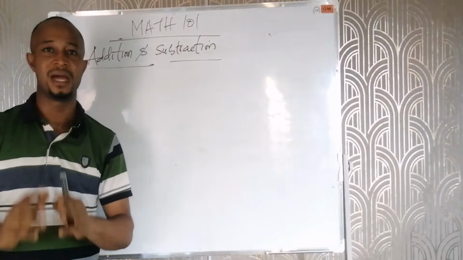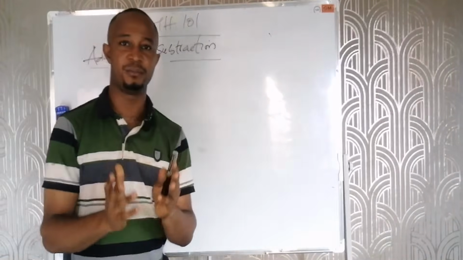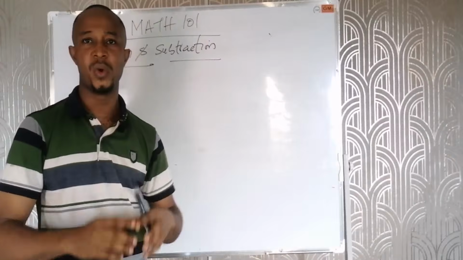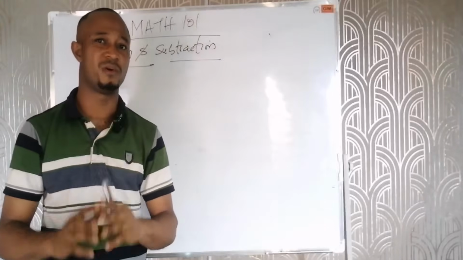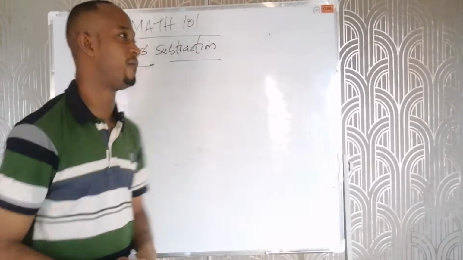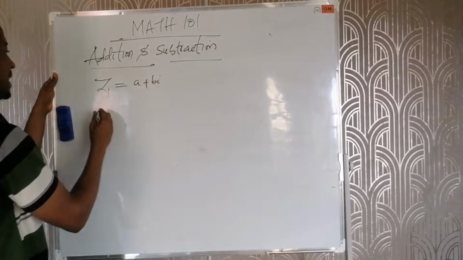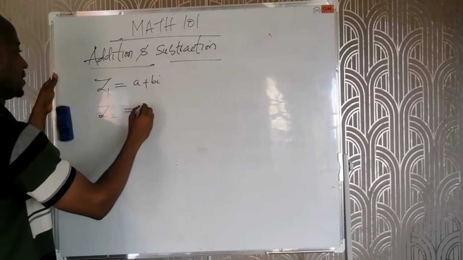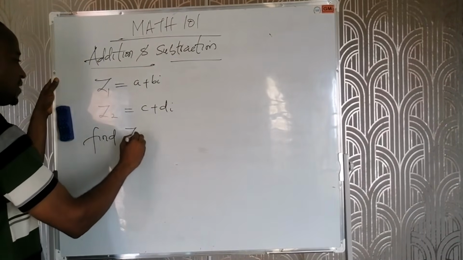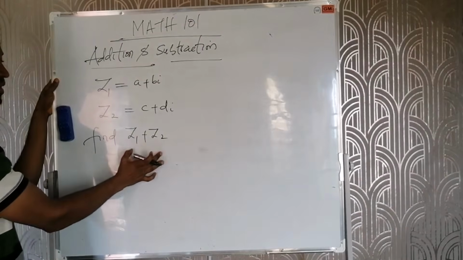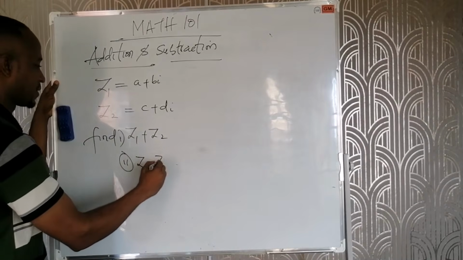Just write briefly: addition and subtraction of complex numbers always result in the formation of a new complex number. When you add two or more complex numbers together, the result will always be a new complex number. For example, let's say we are given that z1 equals a plus bi and z2 equals c plus di. We are asked to find z1 plus z2, and also z1 minus z2.